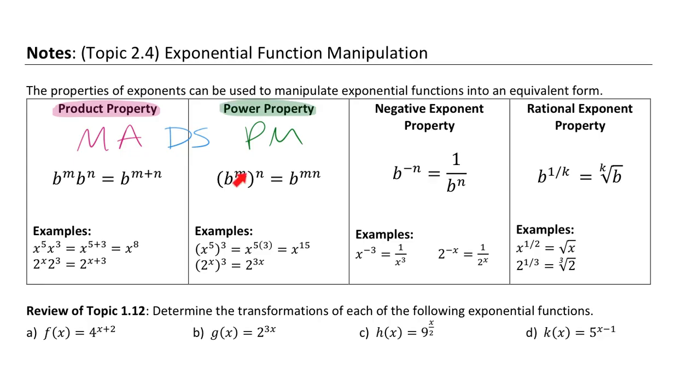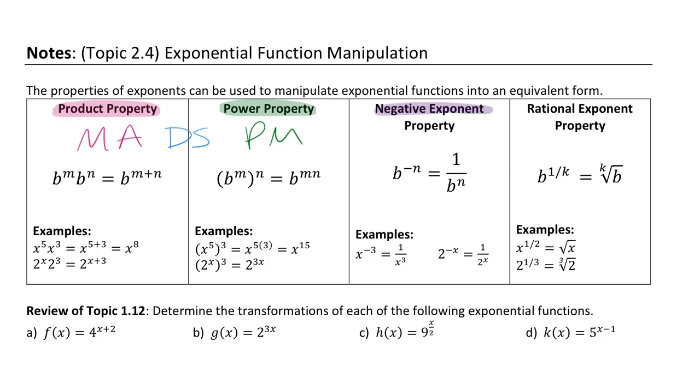We have another property that is called the power property. In the power property, if we have a power raised to a power, we multiply. So x to the 5th raised to the 3rd power is x to the 5 times 3, or x to the 15th, which means 2 to the x raised to the 3rd power is 2 to the 3x power. Do we follow?